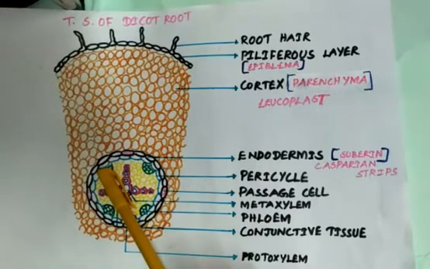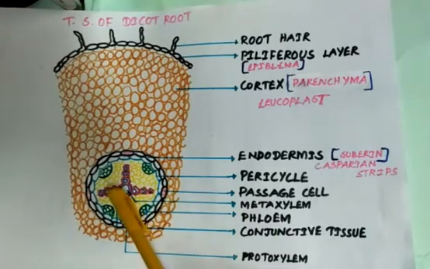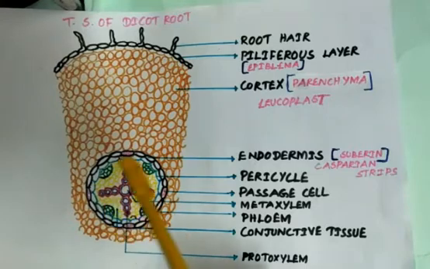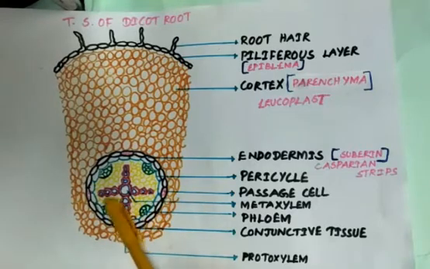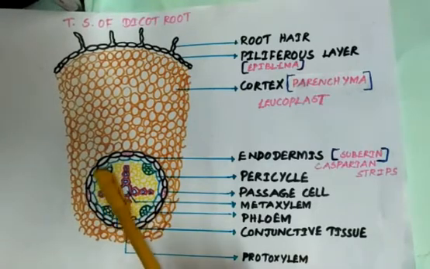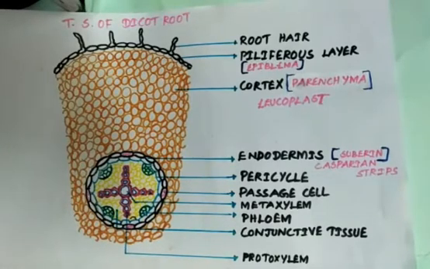Xylem and phloem include vascular tissues. Xylem cells are in one radius, phloem cells are in another radius, because here the xylem, phloem are present on different radii. They are not in the same radius, but alternating with each other. Xylem, phloem, xylem, phloem, xylem, phloem. This is the radial arrangement.